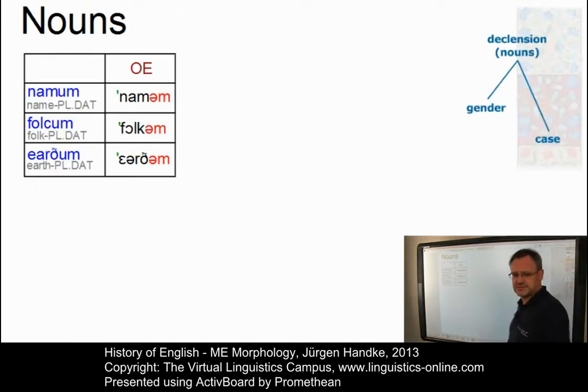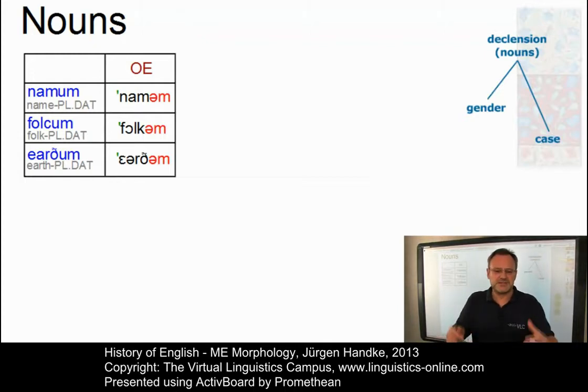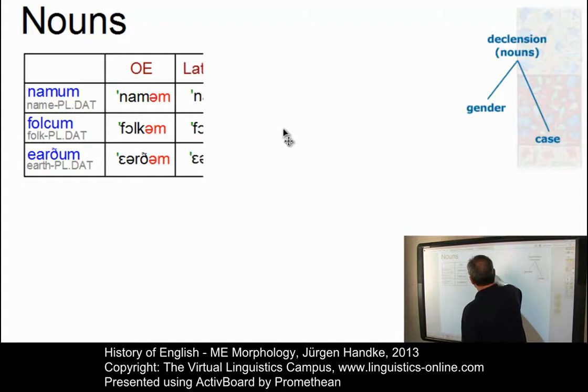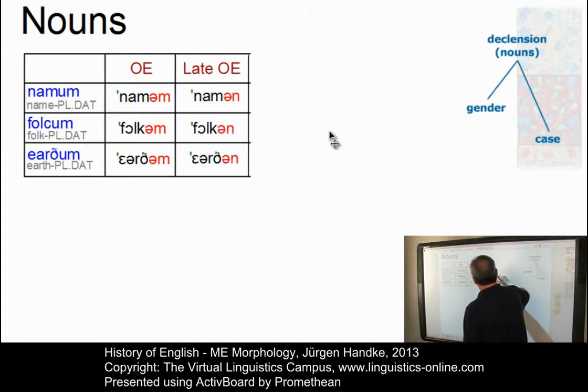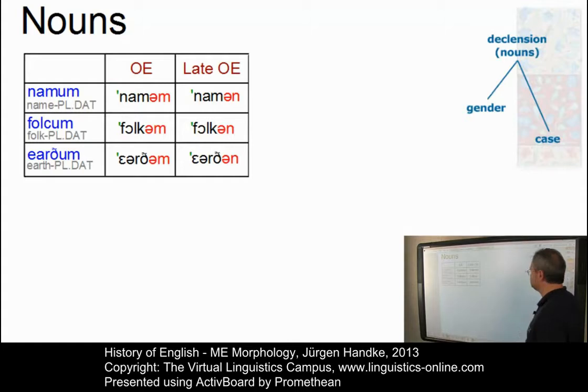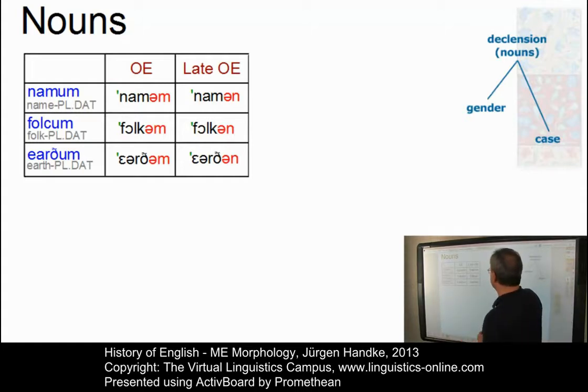So let's look at nouns first. By late Old English, the case affix that denotes the dative in Old English had changed. So this is what happened until late Old English. Namum became namen, folkum had become folken, and erdum had become erden. So here you see the merger of the final nasals to alveolar nasals.